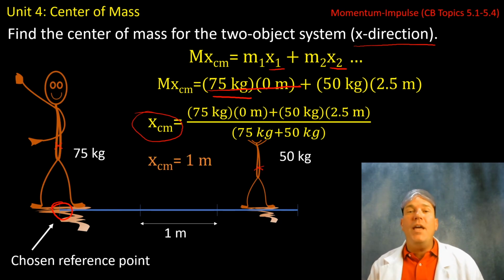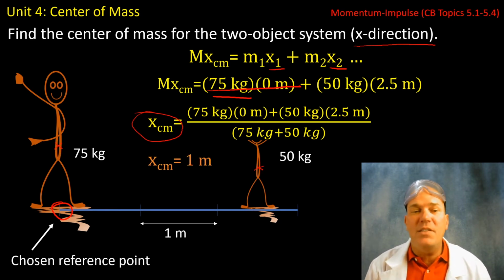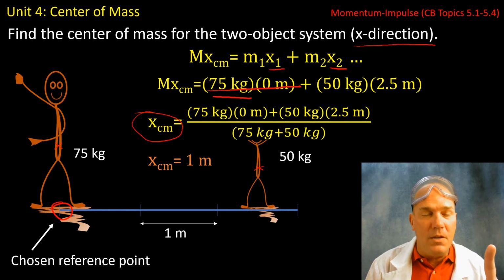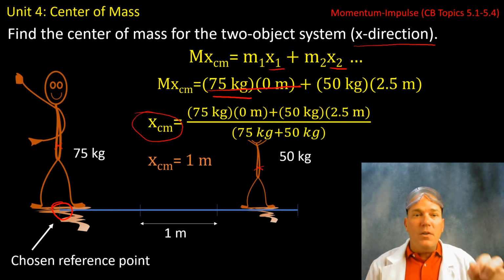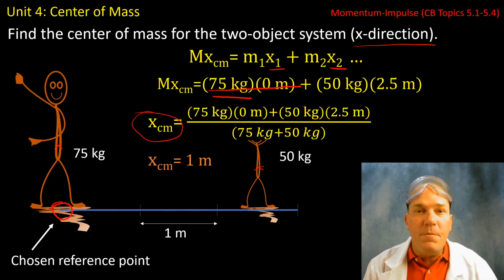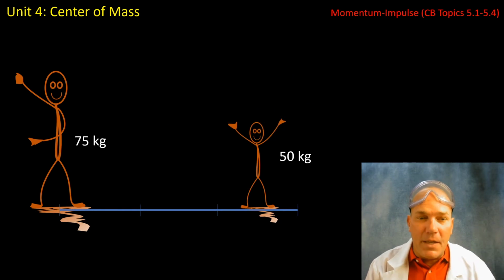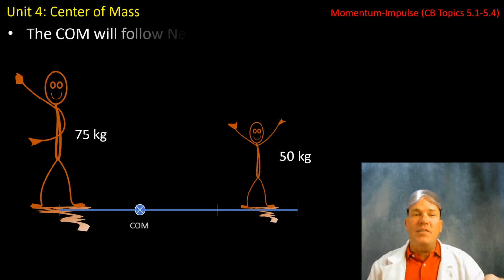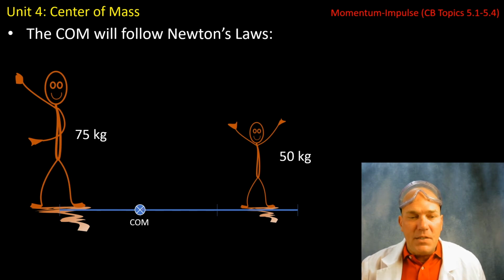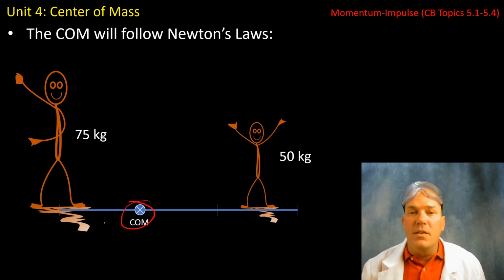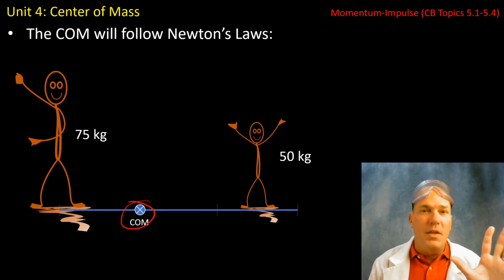Then we can go ahead and find our mass to be located at 1 meter. That is 1 meter from our chosen reference point, which was Stickman. So the center of mass for this system is right here, 1 meter to the right of the chosen reference point, which again was starting at Stickman.